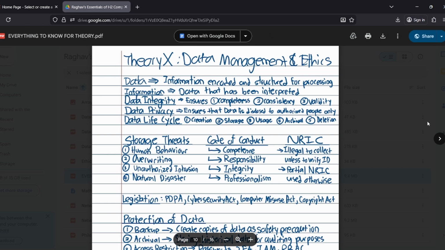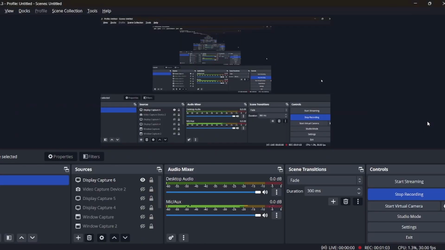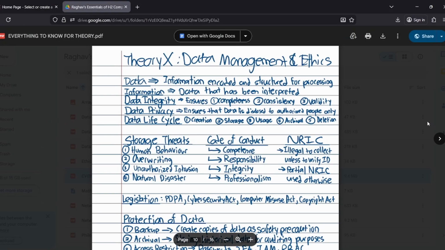So, data integrity. What does data integrity ensure? Completeness, consistency, and validity. You need to memorize these. Data privacy ensures that data is disclosed to authorized people only, which is people who either are licensed to use it or the people who request for it.